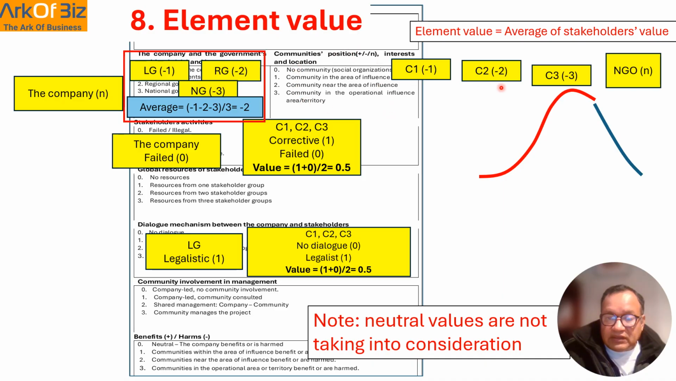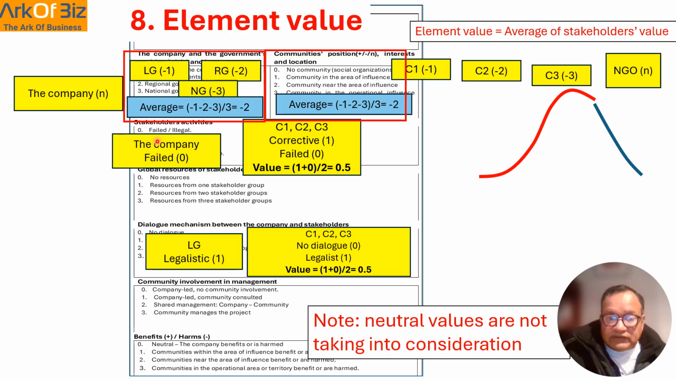The same happens here. We have the mapping with three communities and one NGO. The NGO has a neutral value. We ignore this stakeholder, so we have three elements here to calculate the community's element value. For this, the average is -1, -2, -3 divided by 3, which is -2.